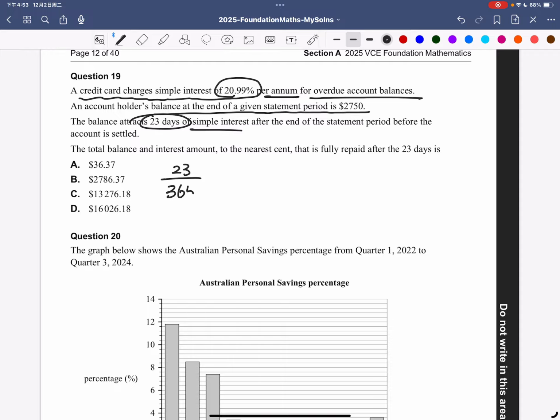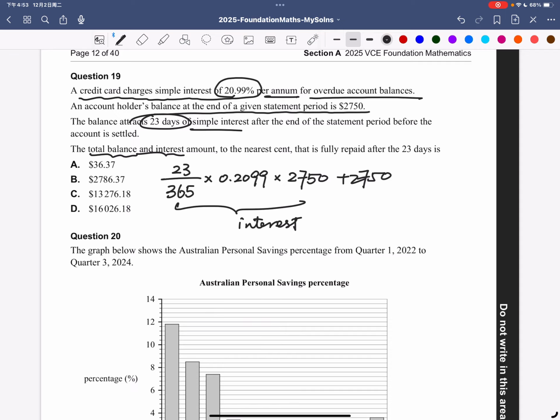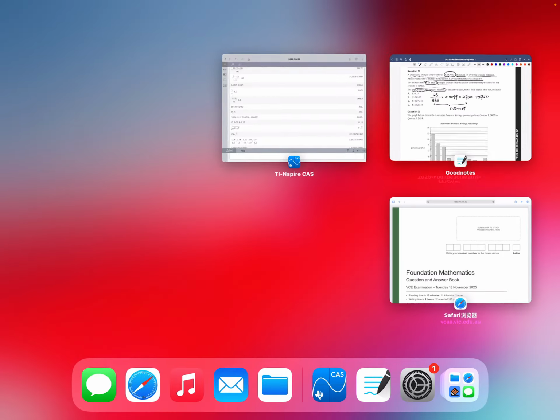23 out of 365 multiplied by 0.2099. This is the percentage interest rate written as a decimal. And you multiply by 2750. So this part is your interest. Plus the overdue balance, because you can't just pay interest. The question wants you to figure out the total balance and interest amount. So you can use your calculator and do the calculation here.